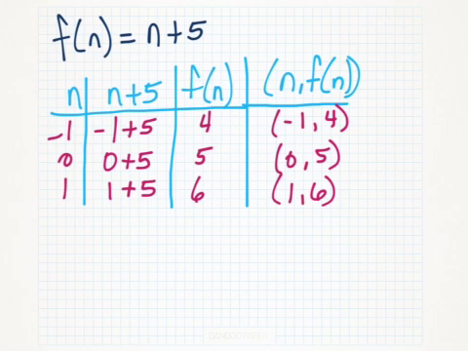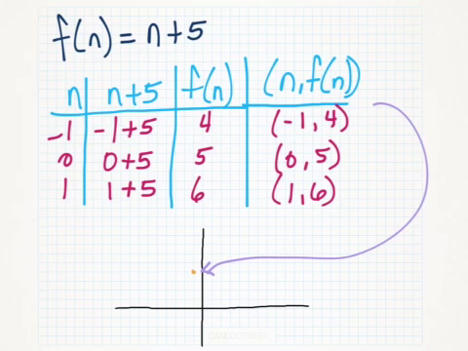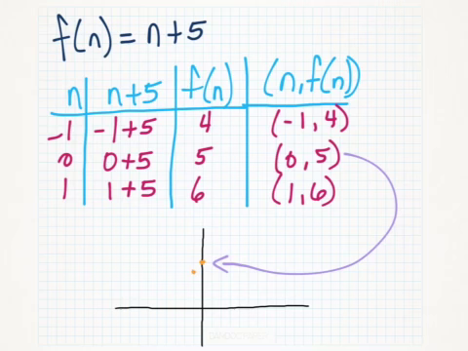This is my function table completely filled in. These are the 3 coordinates I need to graph on a coordinate plane. So here's our first ordered pair graph, -1, 4. Started from the origin here, went over 1 and then up 4. The second ordered pair graphed, and the third ordered pair graphed. The last thing to do is to connect the dots.